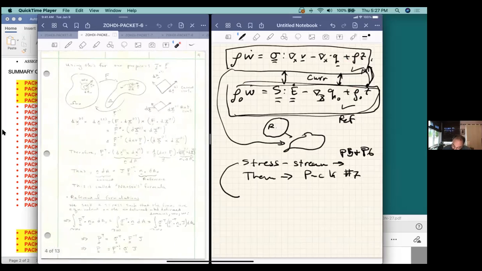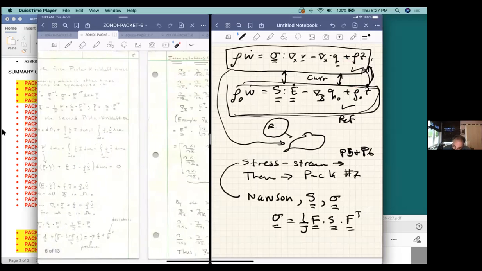And again, the main ideas from packet 6 that are important, I think, are, for example, Nanson's formula. So Nanson, how do you actually use it? What is the concept of the second Piola-Kirchhoff stress? The reference configuration relationship between sigma and S. That, of course, is that sigma is equal to 1 over J F S F transpose. That's pretty dang important.